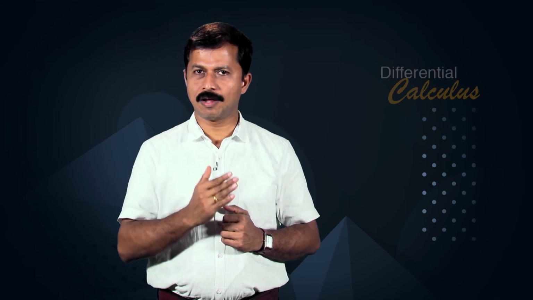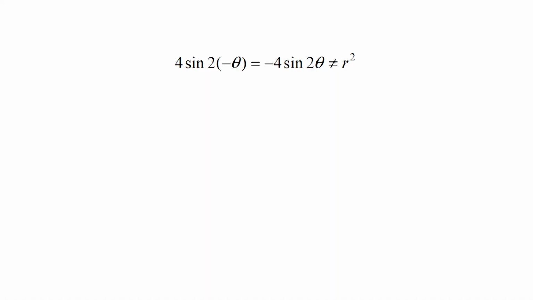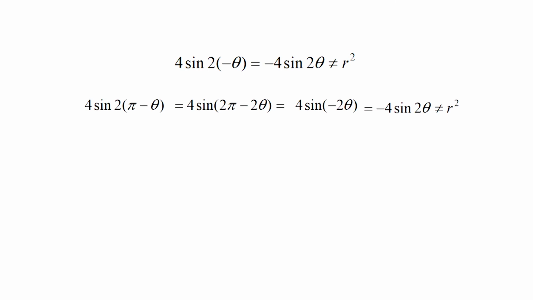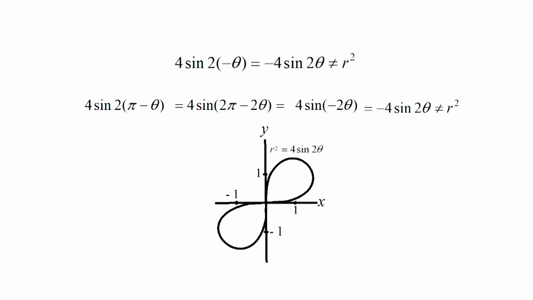Hence, the graph is symmetric about the origin. But 4 sin(-2 theta) = -4 sin 2 theta is different from r squared, and 4 sin 2(pi - theta) = 4 sin(2pi - 2 theta) = 4 sin(-2 theta) = -4 sin 2 theta is different from r squared, which implies the graph is not symmetric about the x axis and the graph is not symmetric about the y axis. The graph of the curve is shown in the figure.